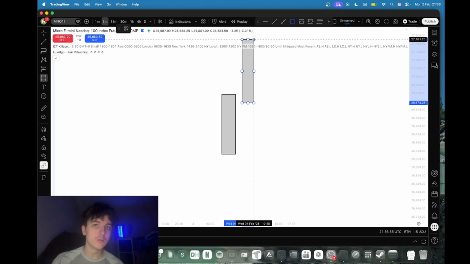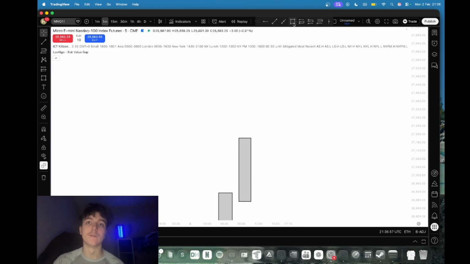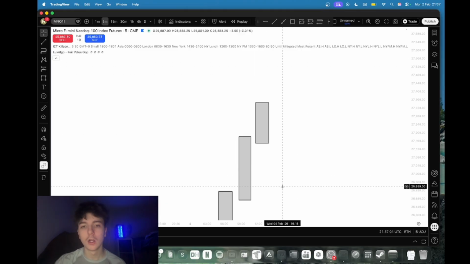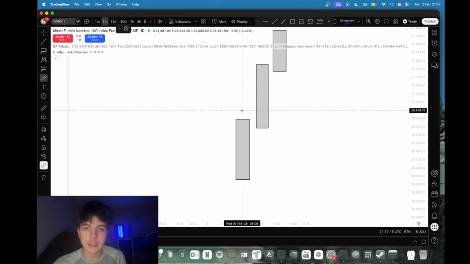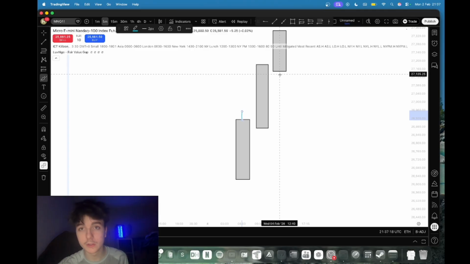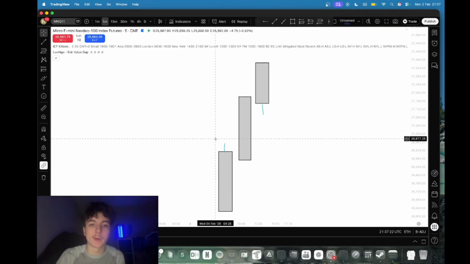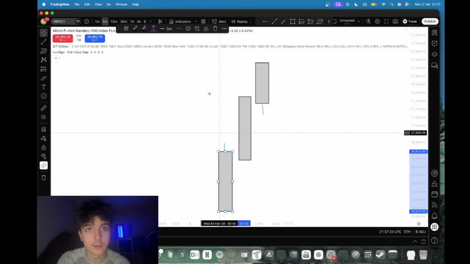So a fair value gap is a series of 3 candles. They can be any size, any color. The specific thing that makes them stand out and become our confluence is the gap. So let me explain. Let me change the color of these.